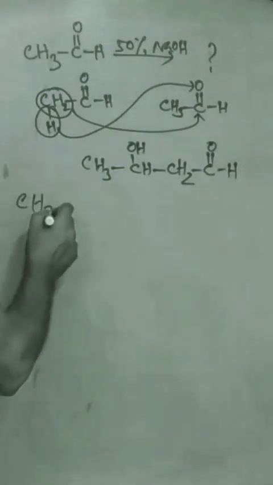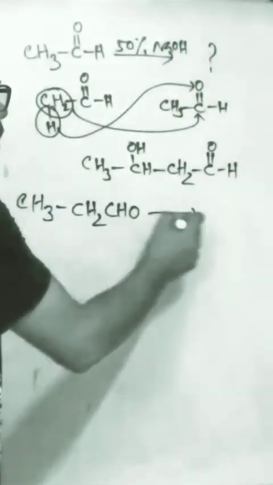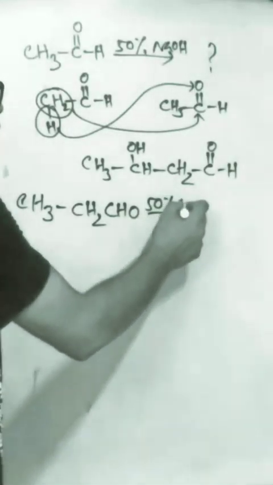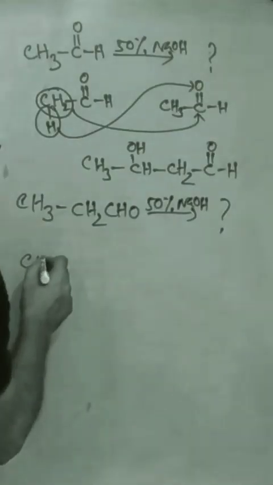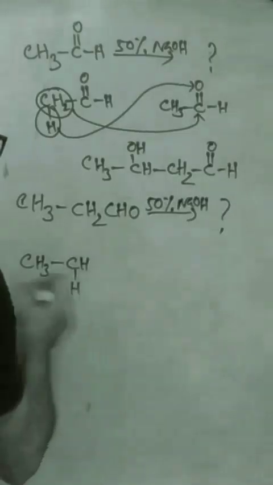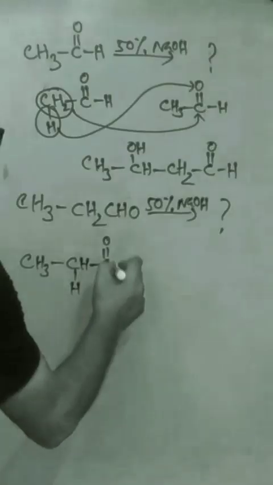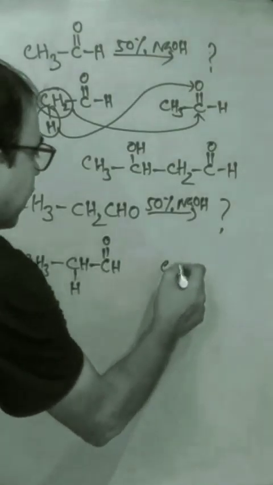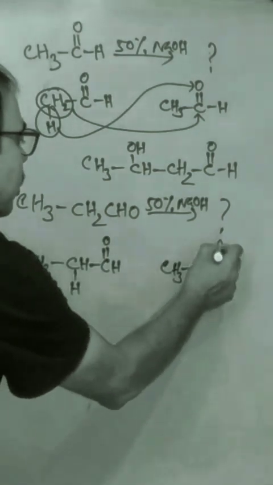Now what happens if, for this reaction, CH3CH2CHO is treated with 50% NaOH solution? What will happen? You will do the same thing. There is one of the alpha hydrogens here, you will write one of the alpha hydrogens in this manner, then C double bond OH, and the other molecule, CH3 CH2, then C double bond OH.